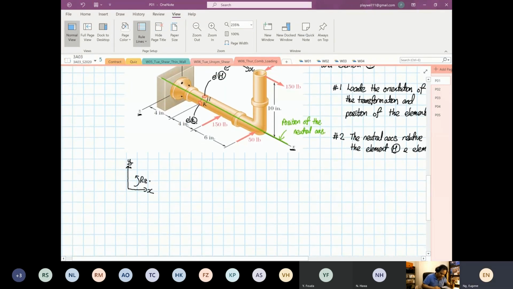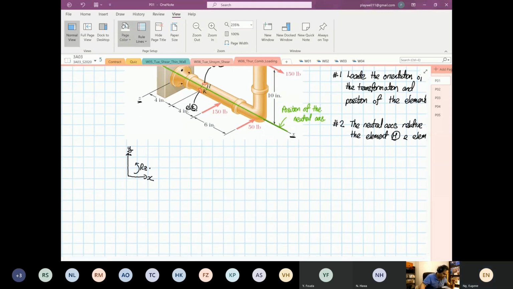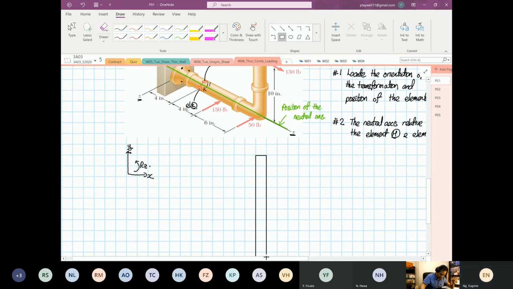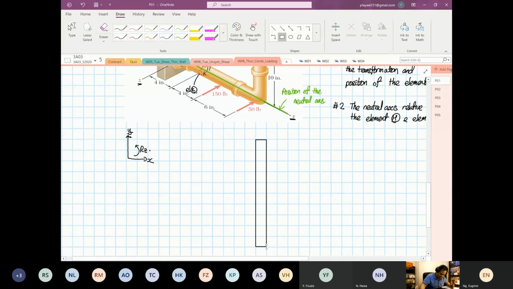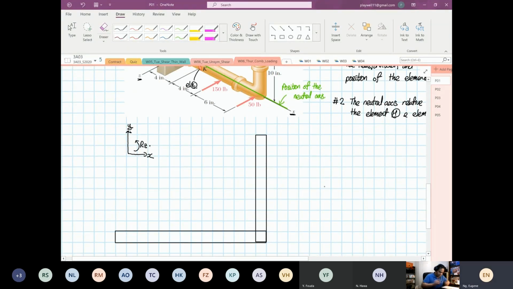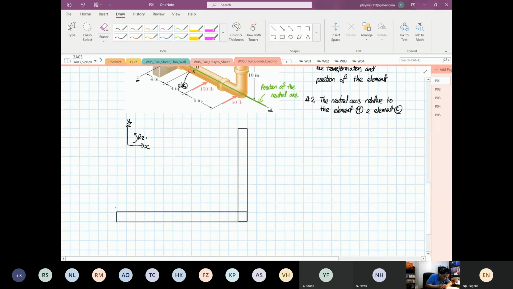So the height is 10. So 2, 4, 6, 8, 10. And then the length is 14. So we're going to do a 14. 2, 4, 6, 8, 10. Right. Okay. So this end over here is fixed.